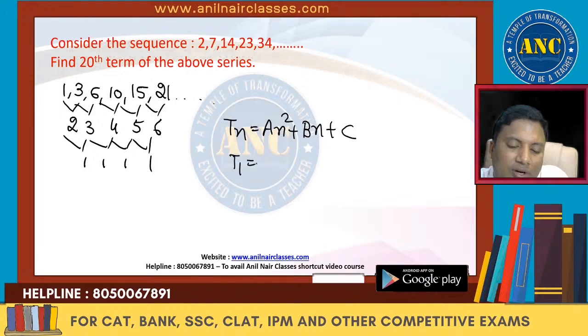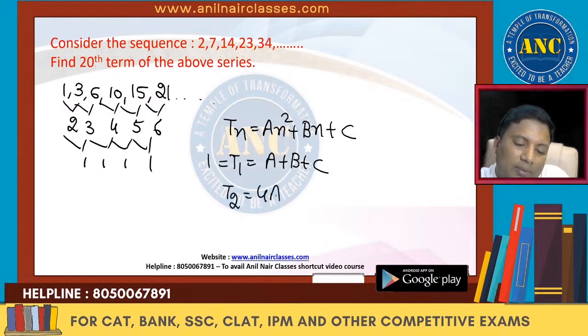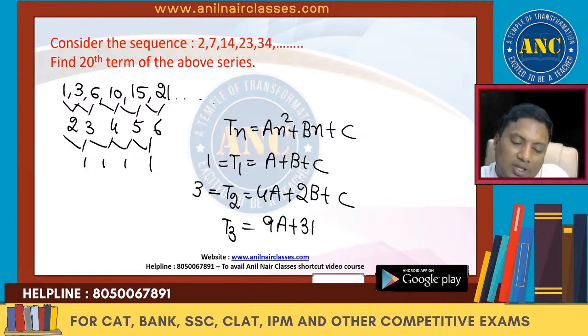If n is 1, this is a plus b plus c, which is nothing but 1. If n is 2, this is 4a plus 2b plus c. N is 2, it is nothing but 3. If n is 3, this is 9a plus 3b plus c. N is 3, the third term, it is nothing but 6.